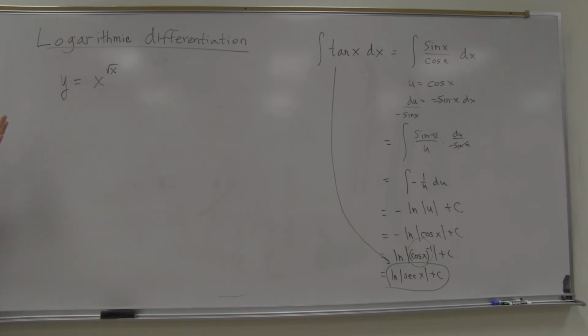This is a good candidate for so-called logarithmic differentiation because you can't use the power rule and you can't use the exponential rule, since it has both of them at the same time. So this is one reason for doing logarithmic differentiation. The principle basically is this: you're going to take the ln of both sides. I'm going to ln this side, ln this side, ln both sides.